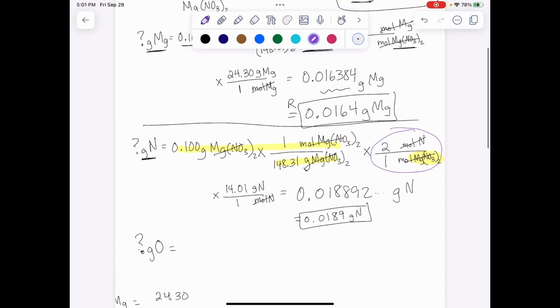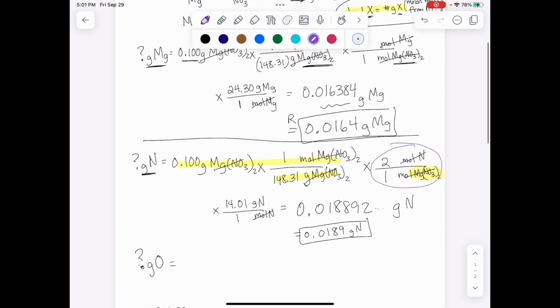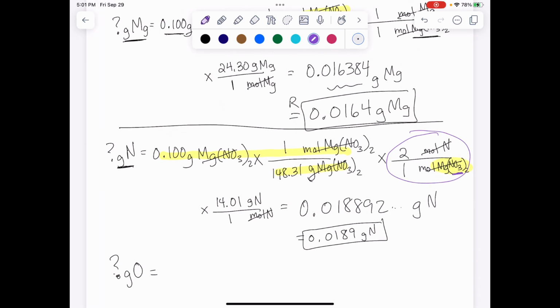And the ratio there is that you have 6 moles of oxygen in every 1 formula, because in this parentheses, there are 2 NO3 units. That means 6 oxygens altogether. We used that fact when we got the molar mass. And then you'll use the molar mass of oxygen there. I hope this helps.